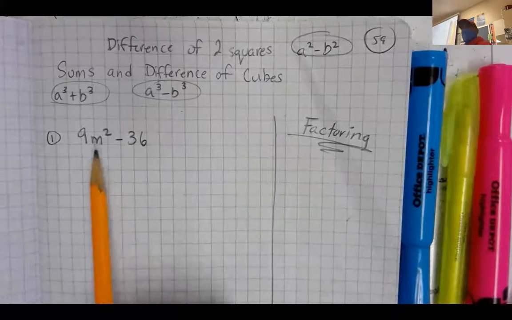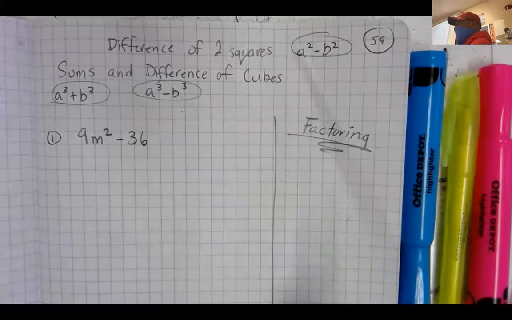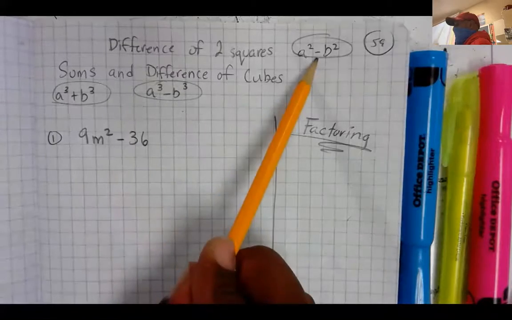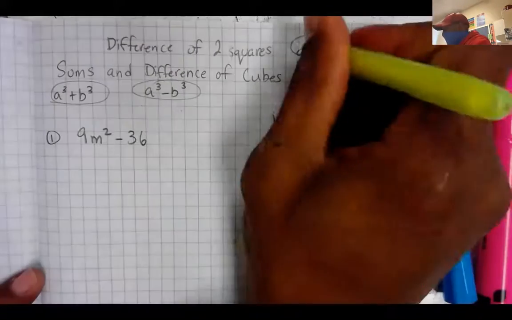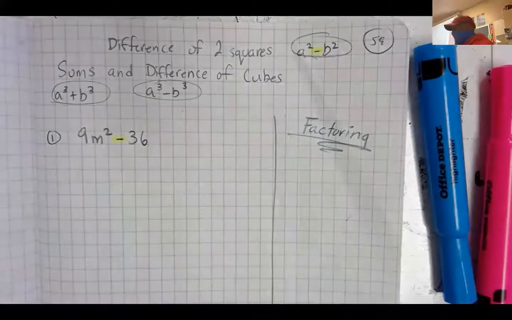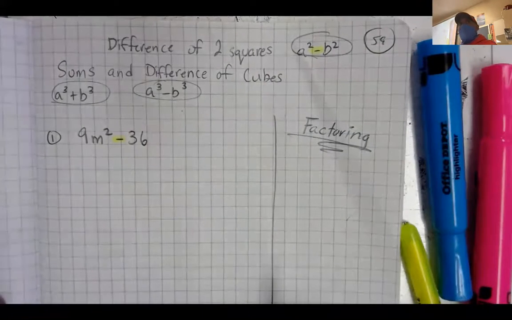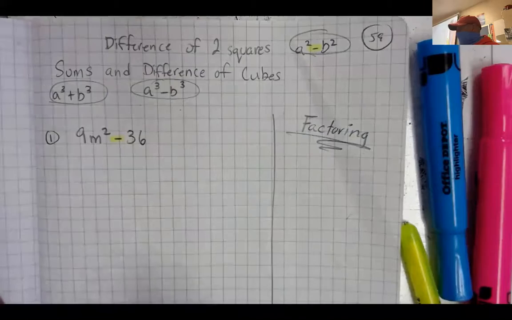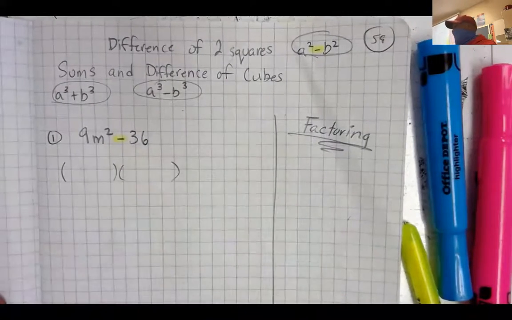Now, again, in order to factor this the way I'm going to show you, you have to have a minus. There's got to be a minus sign between the two terms. That's the important part here. As long as you have that, I can go straight to writing out the factors.